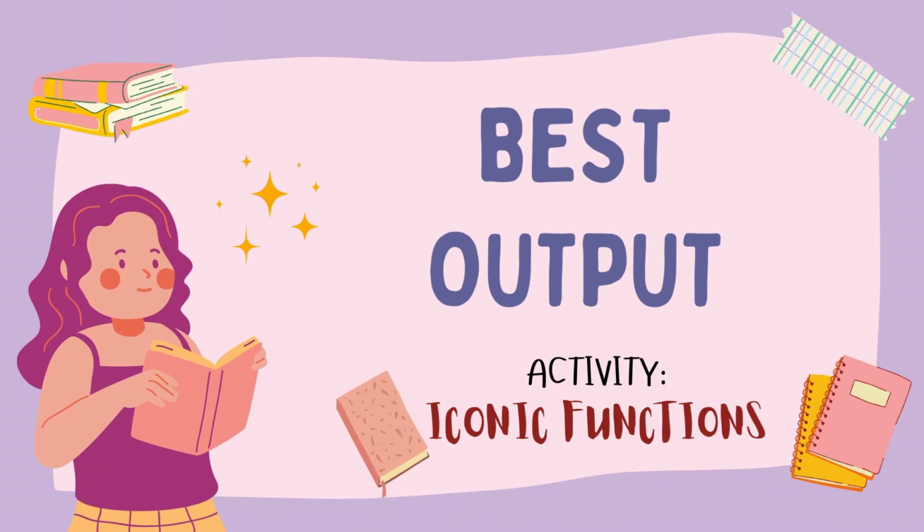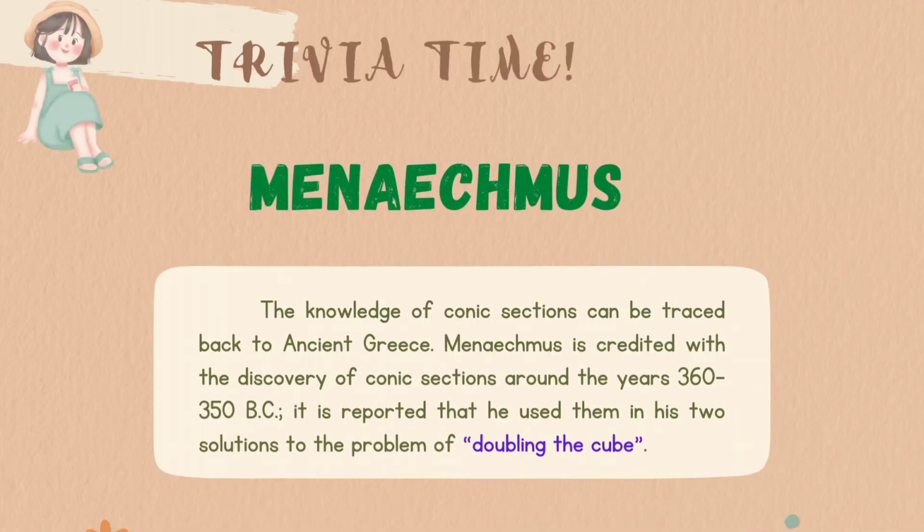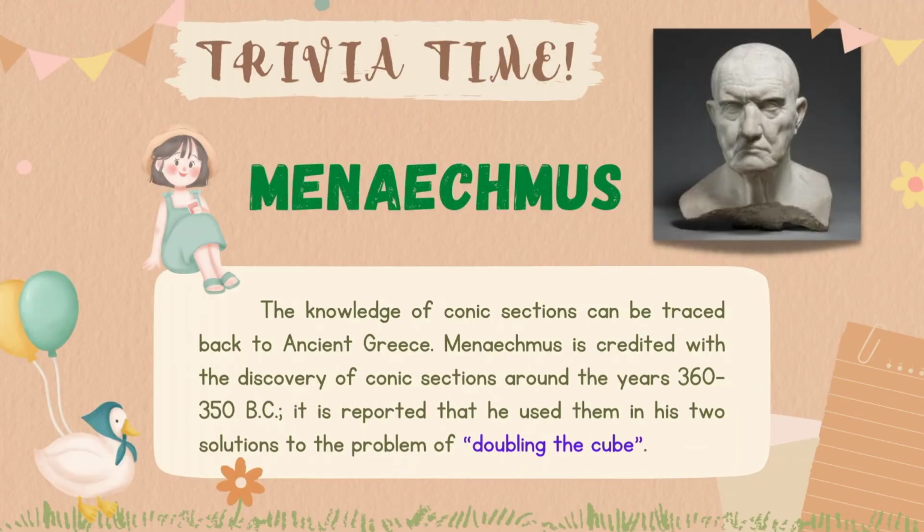This is the best output about conic functions. We are tasked to determine if the given problem is a circle, ellipse, hyperbola, or parabola. It's trivia time! The knowledge of conic sections can be traced back to ancient Greece. Menaechmus is credited with the discovery of conic sections around the years 360 to 350 BC.